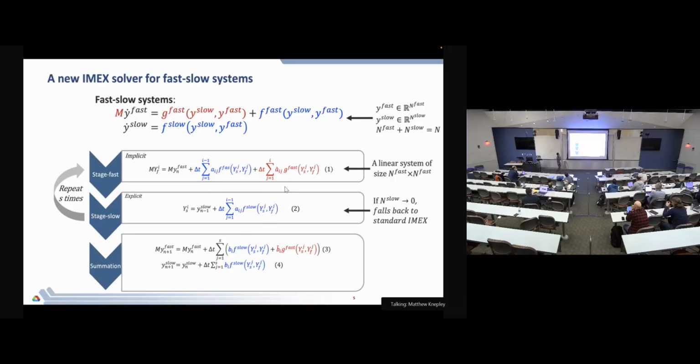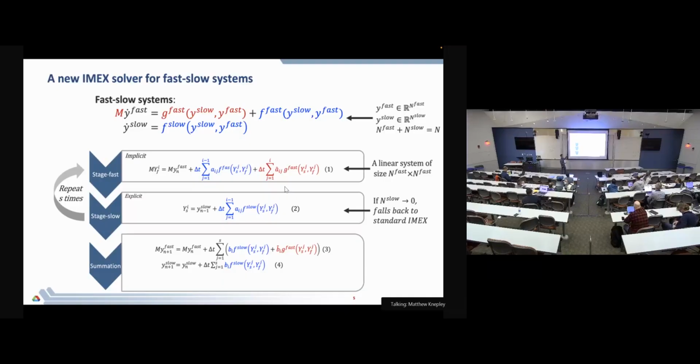Let me come back to this general formulation. Apparently both G and F depend on Y slow and Y fast. Often in practice, you may see simpler dependencies. For example, G fast may only depend on Y fast in practice. I'm just writing the formulation in the most general format. I wasn't sure if this also came with some kind of heuristic that would help people make that split.